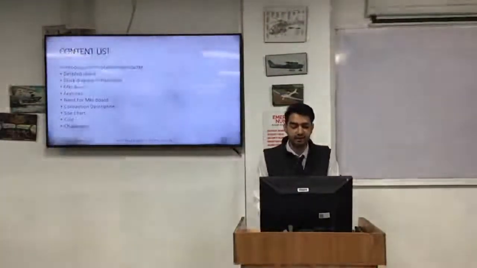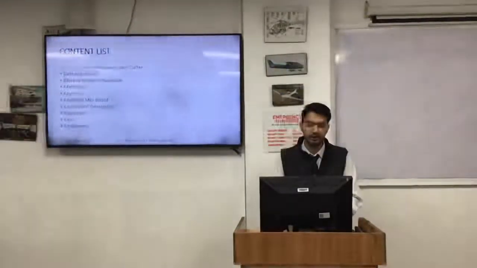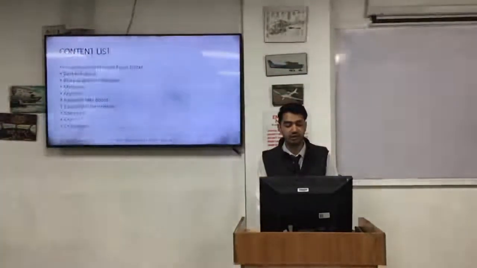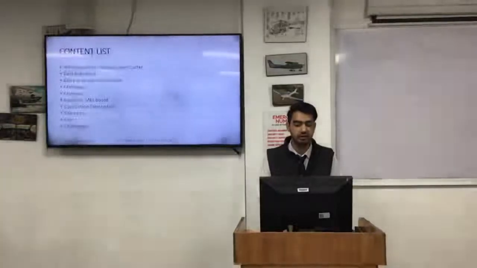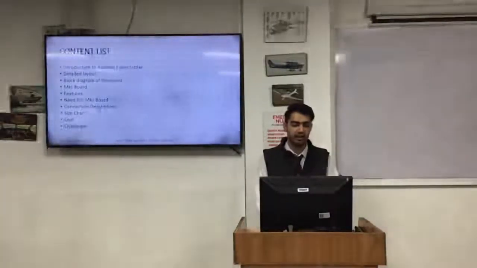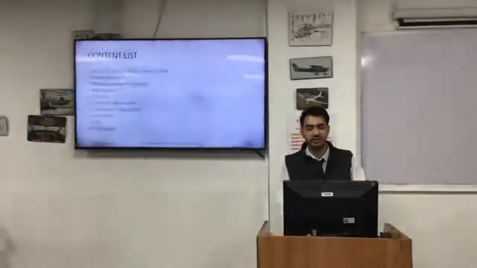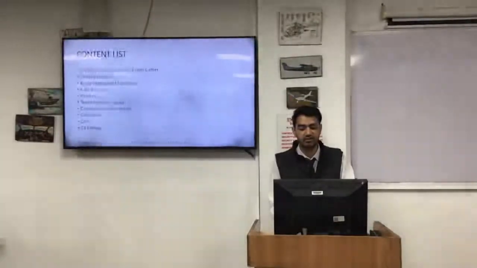Here is the contents list. First, we will see an introduction to hot wire form cutter. Then we'll see the detailed layout. Then we'll move on to block diagram of the hardware. And then what is MKS board, its features, why the need for MKS board was created, the connection description, size chart, cost and challenges that we faced.